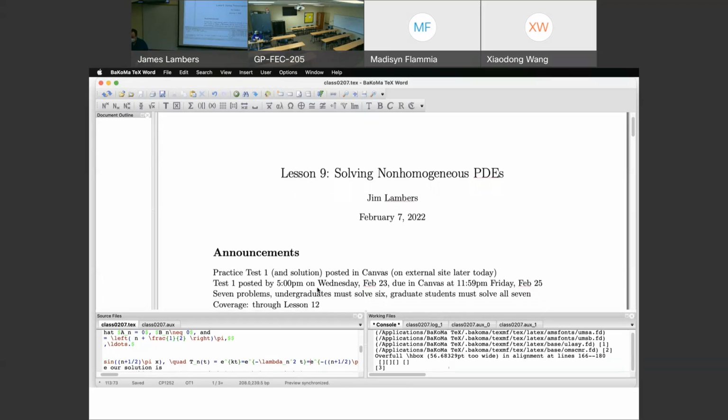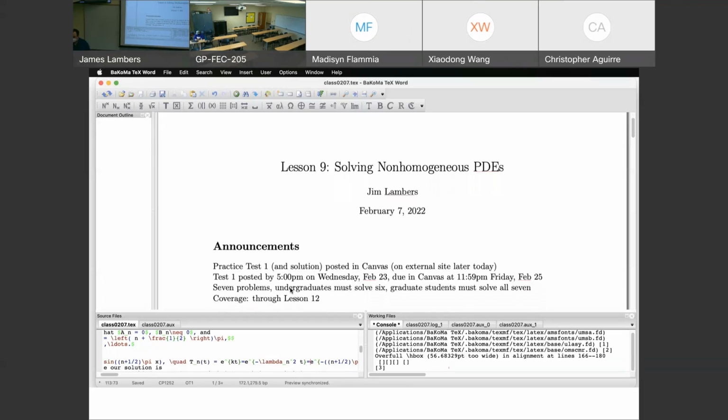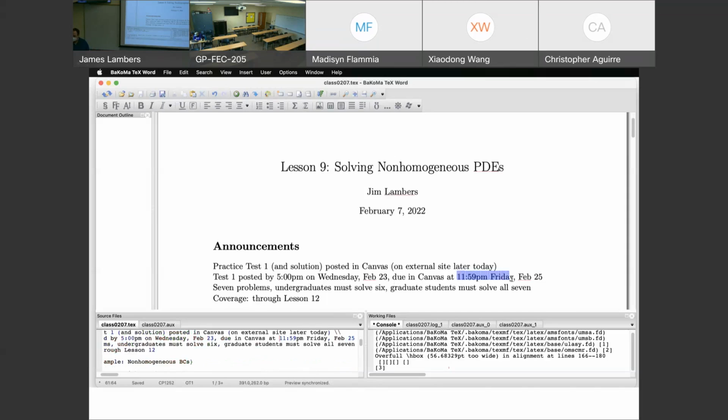So as far as the particulars, two weeks from Wednesday, not this Wednesday the 23rd, no later than 5 p.m. is when I will put the test on the home page in Canvas and also on the external site. You have until this time to submit it in Canvas, and it'll have the same format as what you'll see in the practice test.